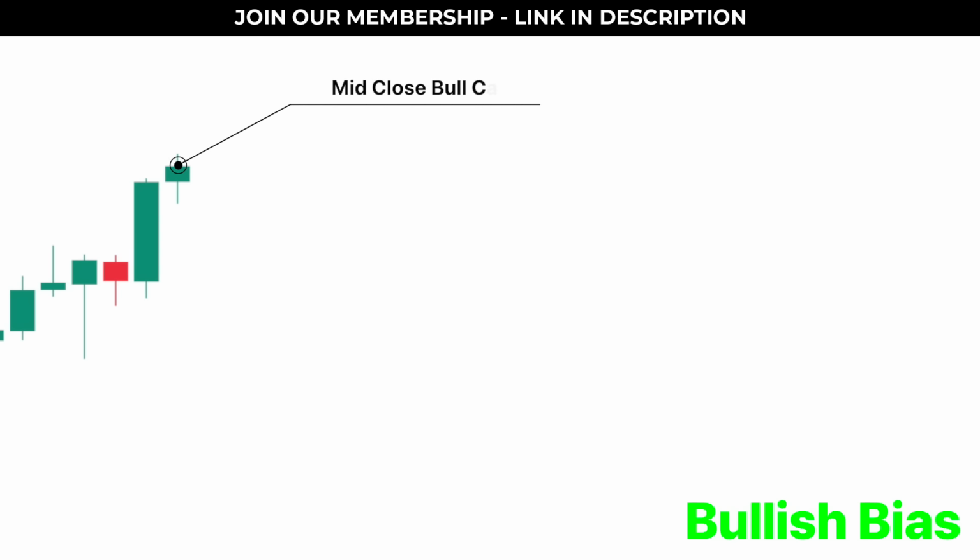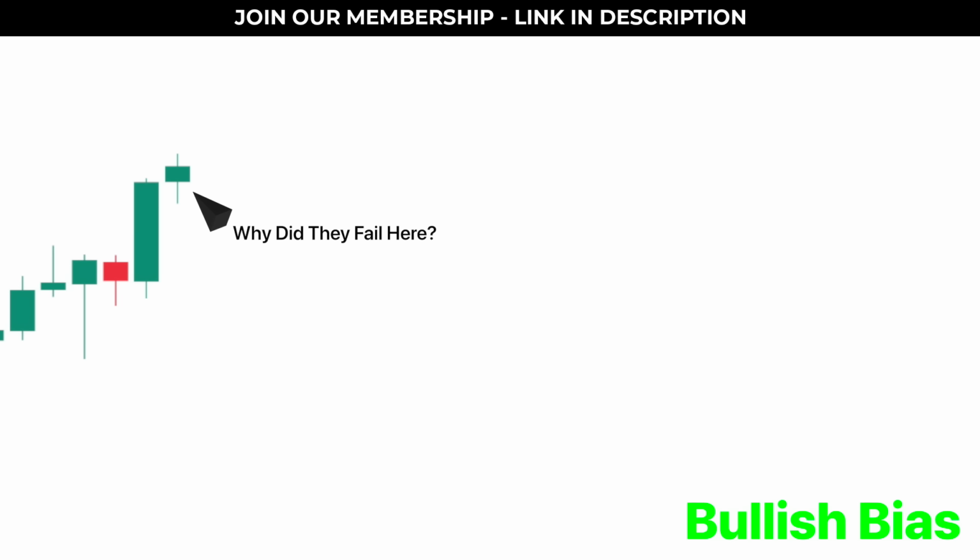The next candle is a mid-close bull candle. This is a sign of weakness. The previous candle showed that the buyers had gained control and were running with the price. That should have continued if the buyers were genuine. Why did the buyers fail to move this price higher? The sentiment is still bullish, but we are on alert.